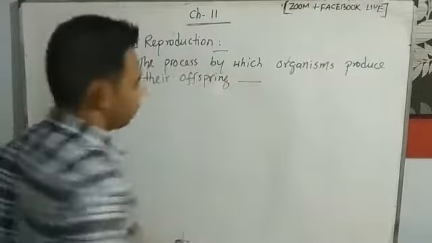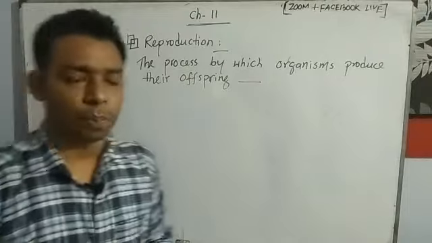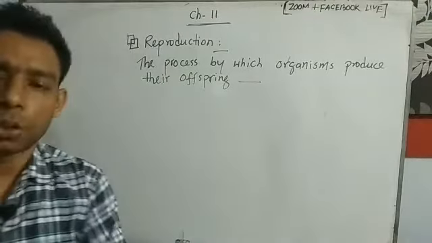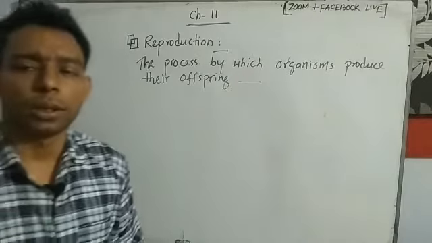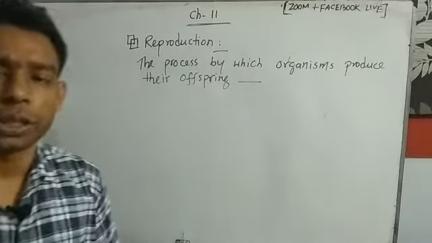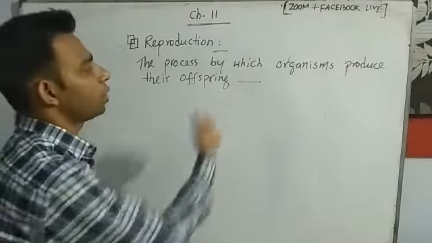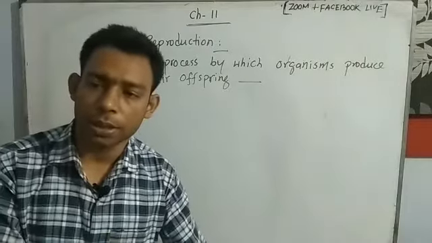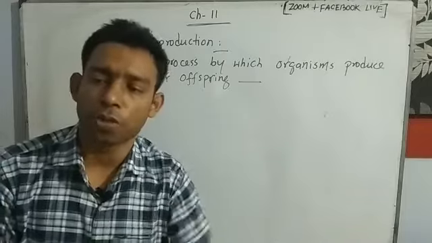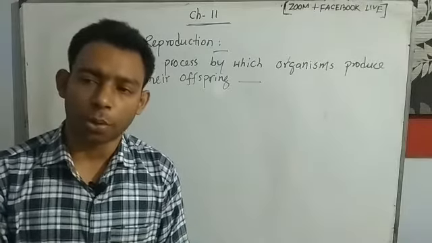That means there is a process going on there. When we try to understand reproduction, we can say it is the process by which organisms produce their offspring. By this process, any organism can produce new offspring, and that is called reproduction.